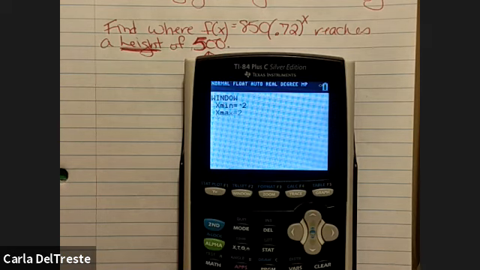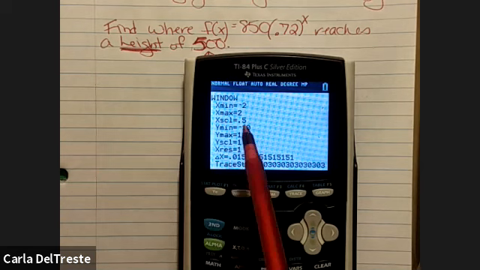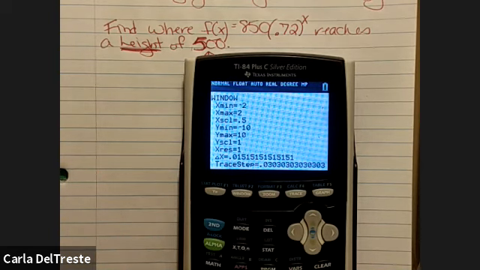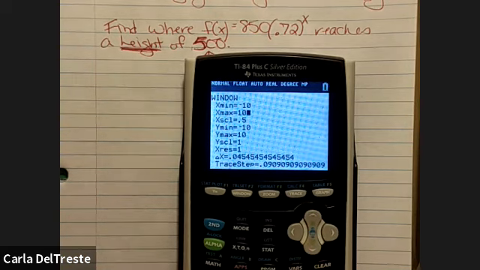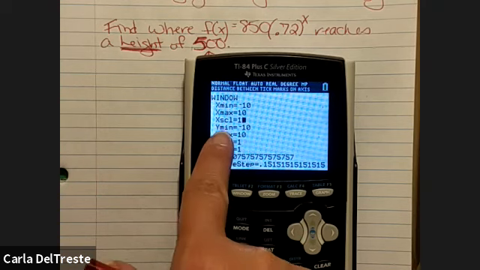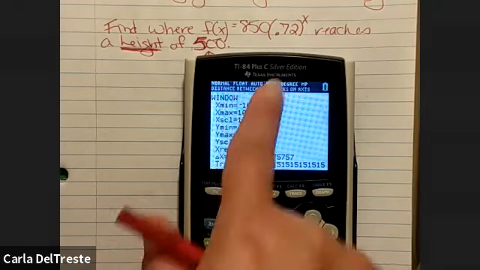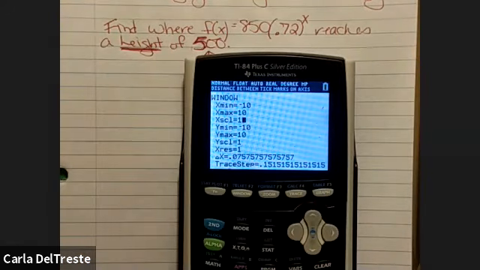So I'm going to go to window. Obviously, this window is going to be way too small. Let's set my x's from -10 to 10, just to give us a range around 0. And let's change it by 1s. My y min doesn't have to be negative, because what did we learn about an exponential? An exponential does not go below the x-axis. So I can start my y min at 0.